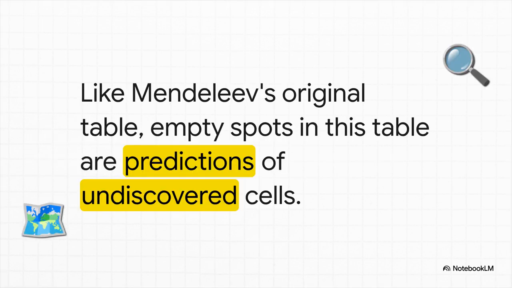Think about it. When Mendeleev first drew up his periodic table, it was full of gaps where he predicted new elements would one day be discovered. This biological table has the exact same thing, empty spots. And these gaps aren't mistakes, they're predictions. They point directly to where missing link cells have to exist.